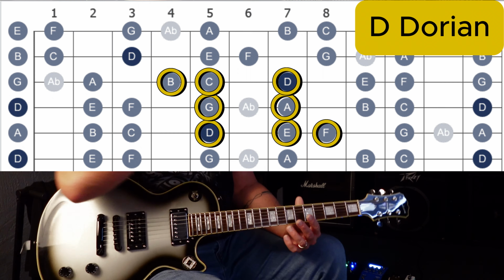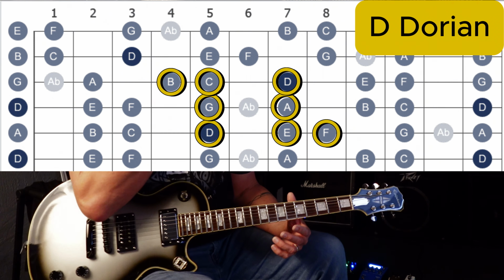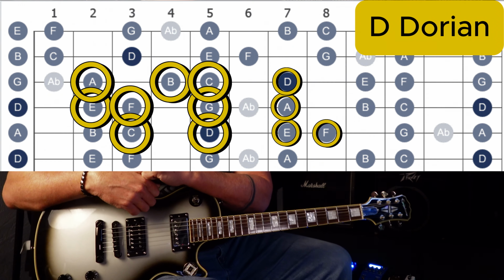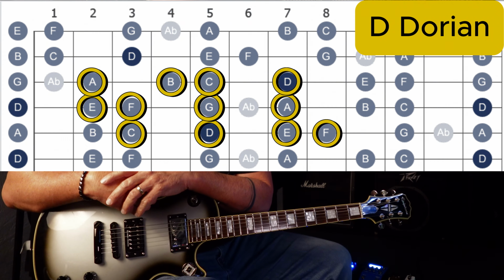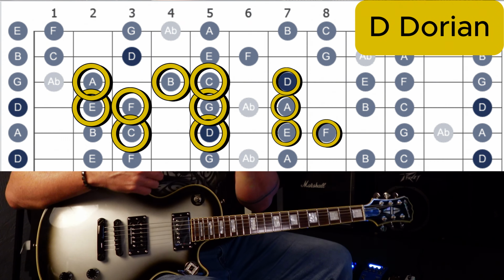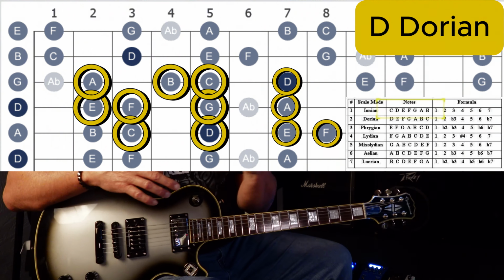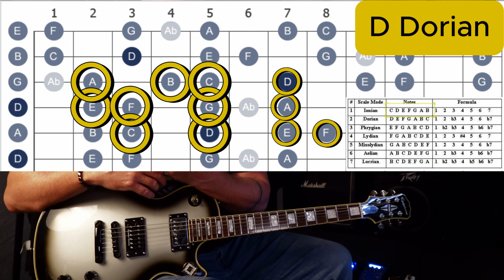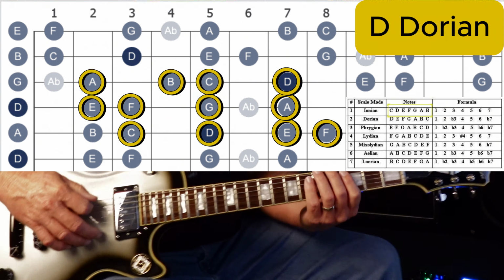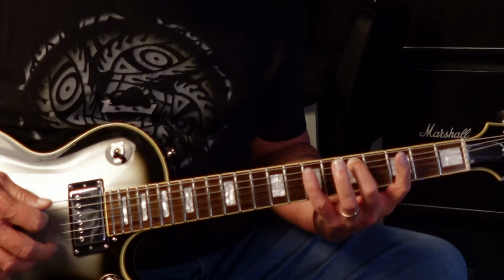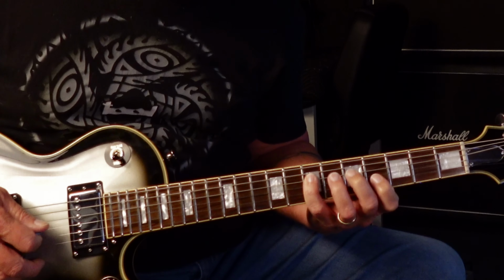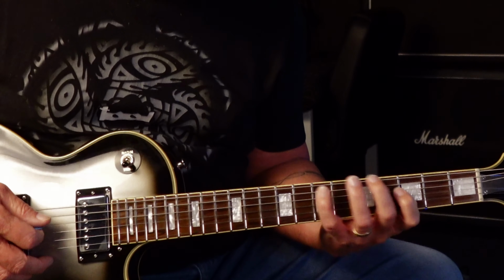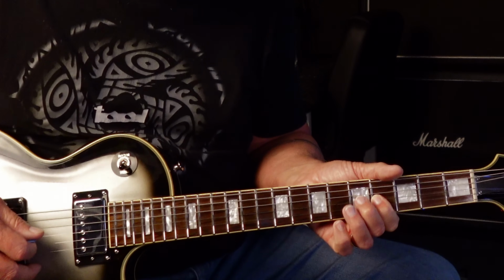Today we're going to go over D Dorian and what exactly that means. In the last lesson, we went over C major Ionian, the first mode of the C major scale. That meant there were no sharps or flats in that entire scale. It's basically C, D, E, F, G, A, B, and then back to the C octave. We played it like this: C, D, E, F, G, A, B, C.